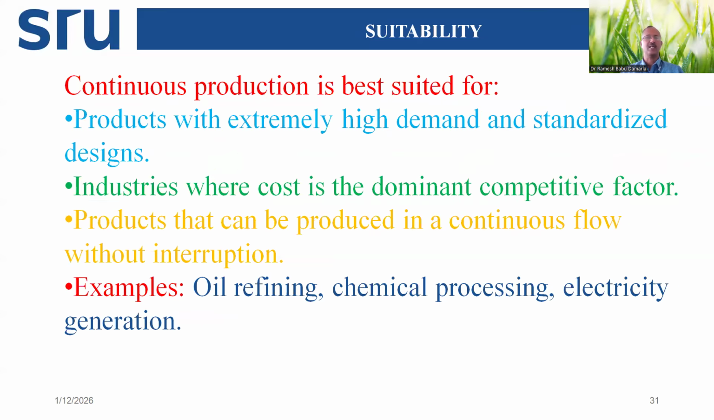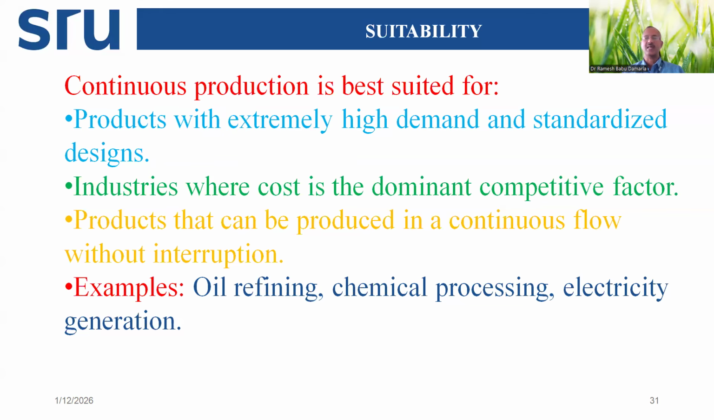Let us see the suitability of this kind of facility. Continuous production is best suited for products with extremely high demand. Alcohol, cool drinks, mineral water bottles, processed, sterilized, Tetra Pak juices, or any other liquids, petrol, diesel, sugar, extremely high demand items. And this is suited for industries where cost is the dominant competitive factor. Unless you make it in very high volumes, you cannot beat the competitors or stay in the market. So products that can be produced in continuous flow without interruption are suitable.